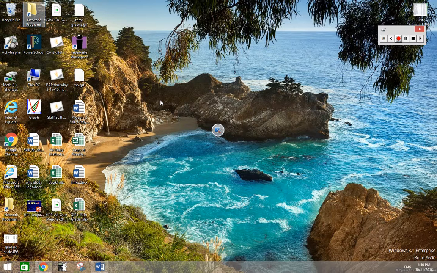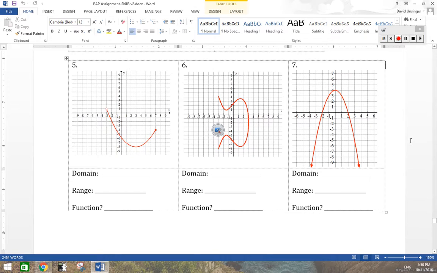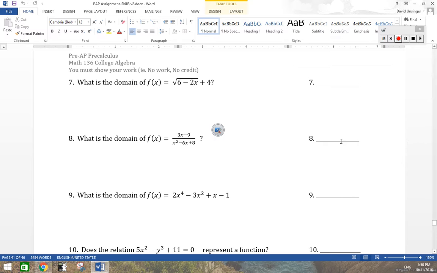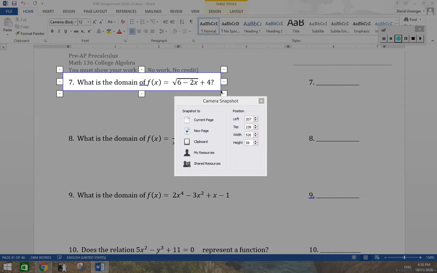Alright, so let's continue looking at these review problems from Skill Packet 3. We just did 5, 6, and 7. So now we have a whole series of problems that's asking us for the domain. Now, when we have an equation for the domain, we always start in the same way.